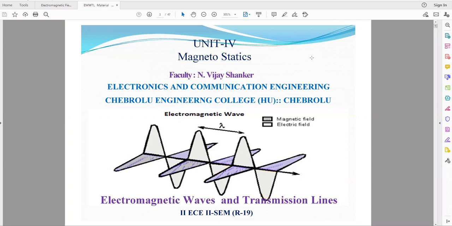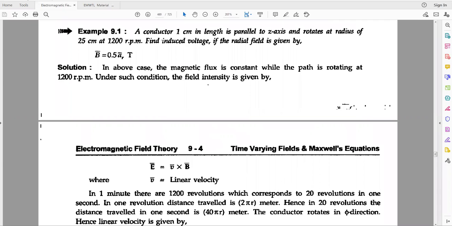Today, we are going to discuss some more examples in magnetostatics. The first example is a conductor of 1 centimeter length, which is parallel to the z-axis. Hence, it is also in the z-axis only.